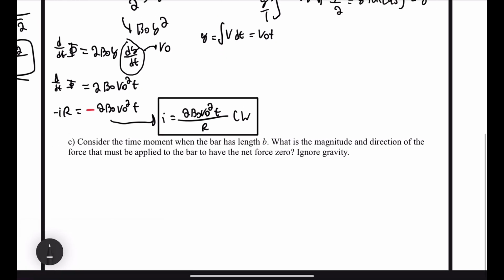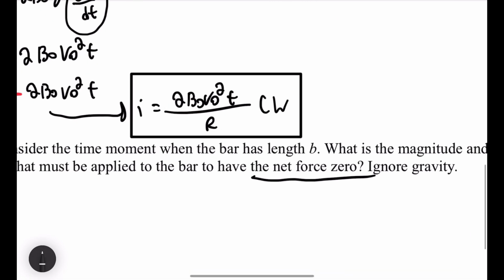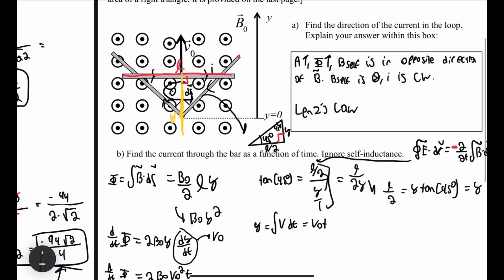Okay, now for part C, consider the time moment when the bar has a length b. So in this case now it is giving us an appropriate length. What is the magnitude and direction of the force that must be applied to the bar to have the net force equal to 0? And we're going to ignore gravity. So for the force equal to 0, we basically want the force created by the bar to be cancelled out by another force. And in this case, we're dealing with currents, right?